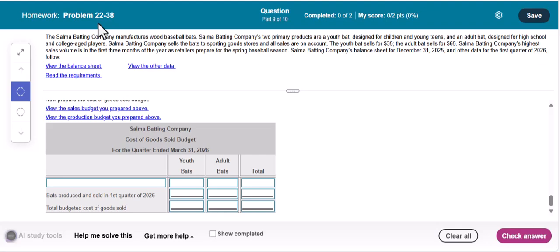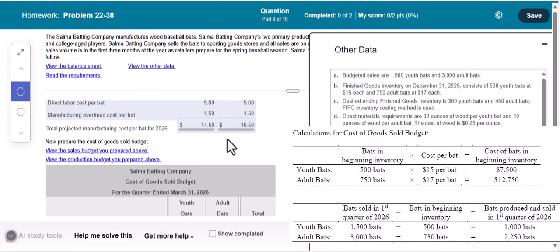Problem 22-38. Now we will be completing the cost of goods sold budget. The cost of goods sold is simply, we're going to take the cost of each bat. Remember, we have the youth bats and the adult bats. Take the cost per bat, which we calculated up here. The youth bats were $14.50 per bat, and $16.50 was for the adult bats for the manufacturing overhead cost per bat.